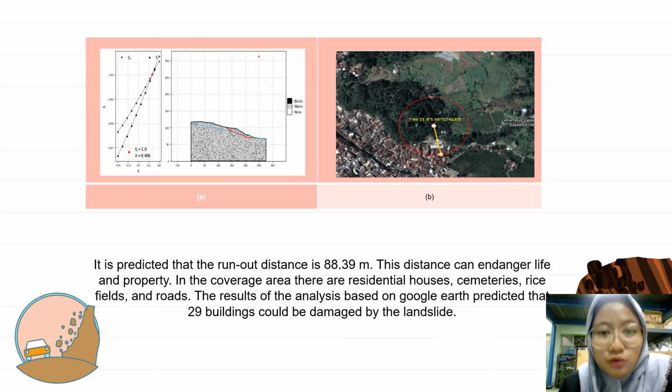This is Pasir Jambu, Bandung Regency. It is predicted the runout distance is 88.39 meters. This distance can endanger life and property. In the coverage area, there are residential houses, cemeteries, rice fields, and roads. The result of the analysis based on Google Earth predicted that 29 buildings could be damaged by the landslide.